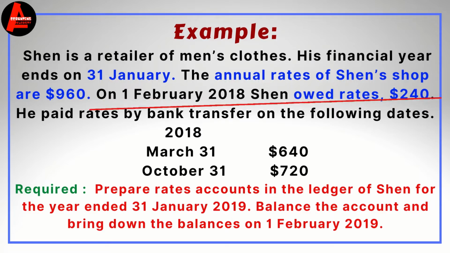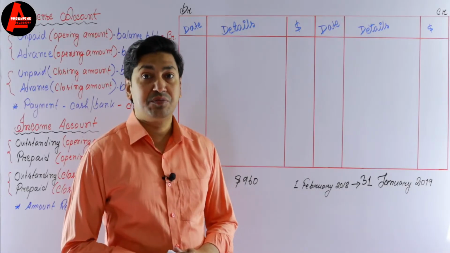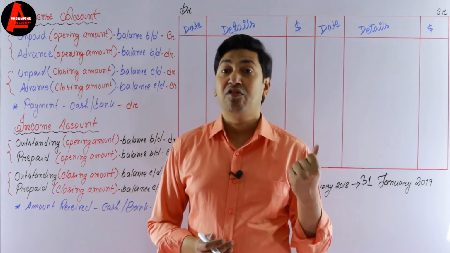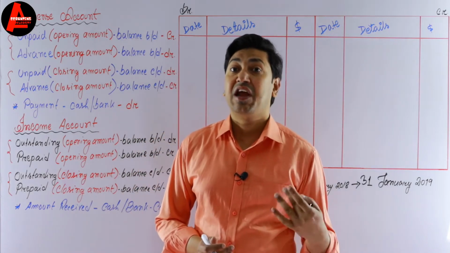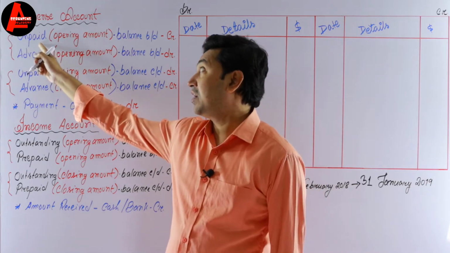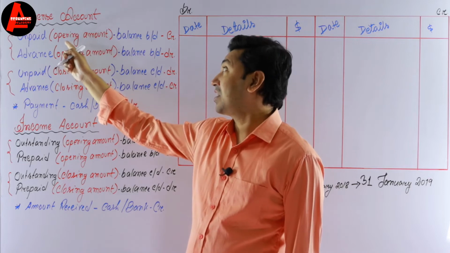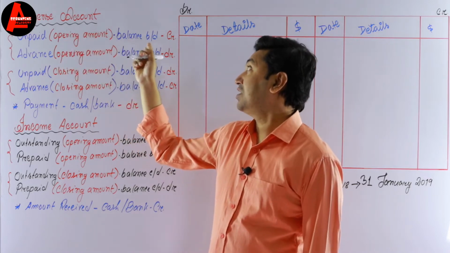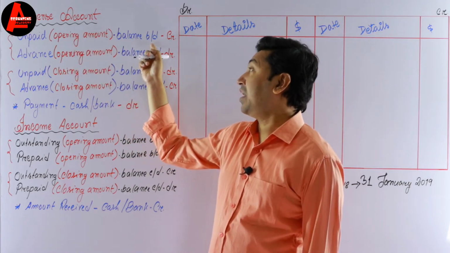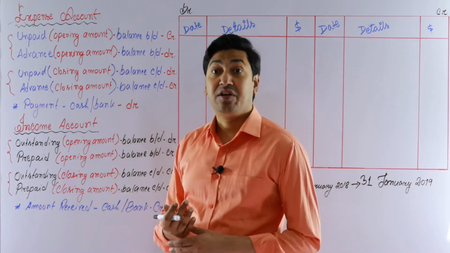On 1st February 2018, Chen owed rates of $240. So $240 owed means owing. Owing, outstanding, unpaid, accrued, arrears, these words are the same. So owed means unpaid. So this is an opening amount, an opening balance, so this balance will be written as balance b/d on the credit side. So let us write the balance b/d here.